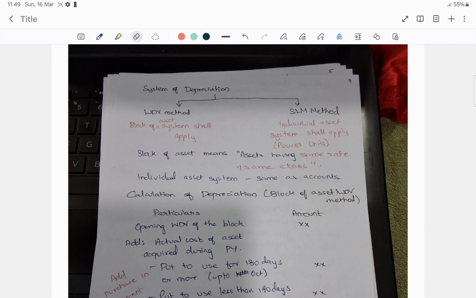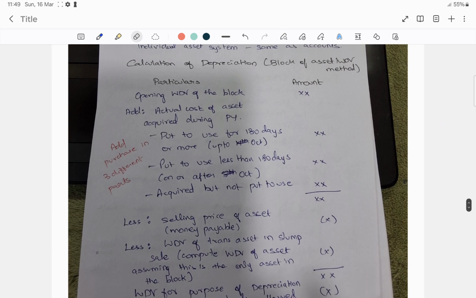Now here, whenever you calculate depreciation, what you will do is take the opening WDV of the block, add actual cost of the asset during the previous year. What actual cost will you add? Asset put to use for 180 days or more, asset put to use for less than 180 days, or acquired but not put to use, you will add in the block. So this is your opening WDV plus actual cost of asset purchased during the year, less selling price of the asset, which is the full value of consideration.